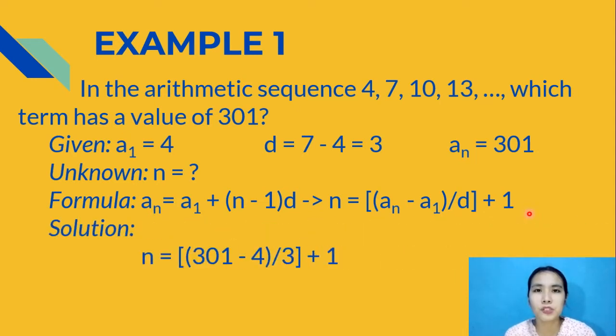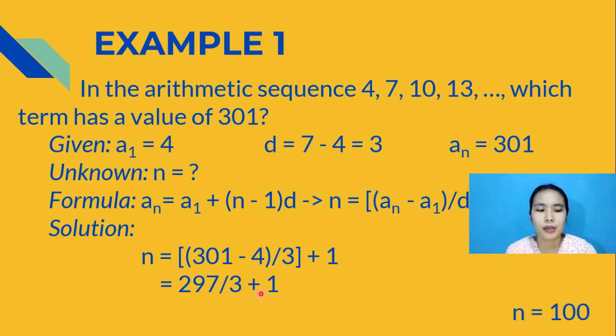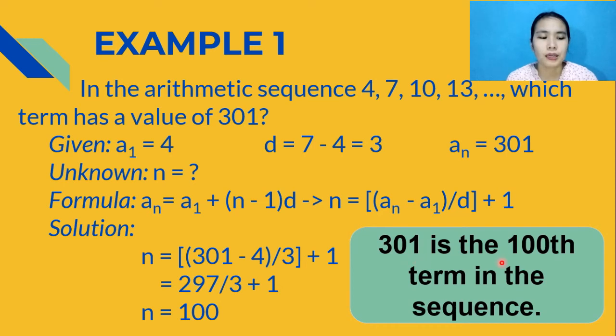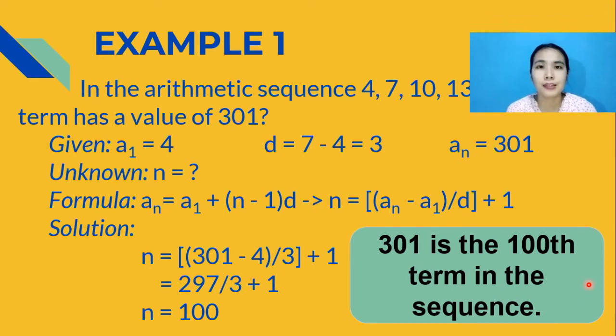Now to solve that, we substitute the given values. So we have n equals, our a sub n is 301 minus our a sub 1 is 4 over the common difference 3 plus 1. Simplifying this, 301 minus 4 is 297 over 3 plus 1. 297 divided by 3 is 99 plus 1 is equal to 100. Therefore, 301 is the 100th term in the given sequence 4, 7, 10, 13, and so on.